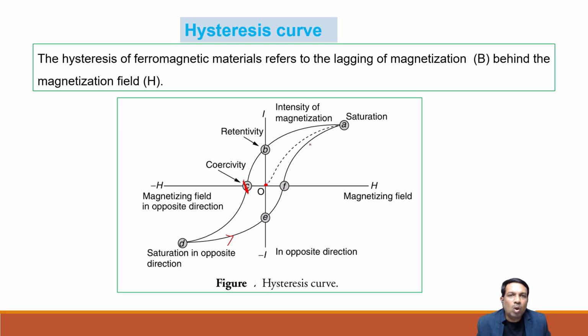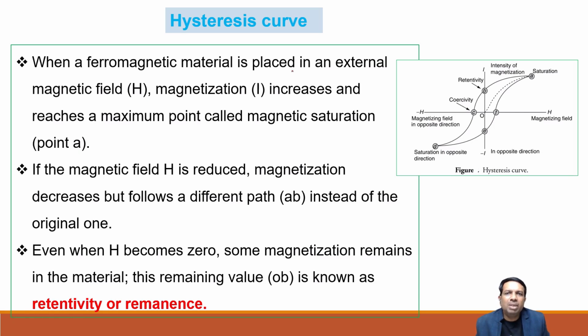This loop is what we call the hysteresis curve, and the area of the loop will give a lot of information about the nature of the material as well as the losses present inside. Now, whenever a magnetic material is placed in an external magnetic field, magnetization increases and reaches a maximum point called magnetic saturation. Then if the magnetic field is reduced, as we told previously, it will take the path from A to B to C to D, finally in the negative direction.